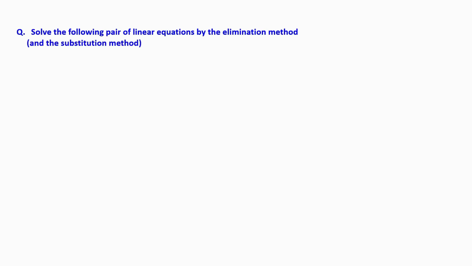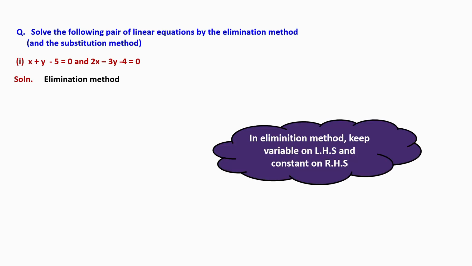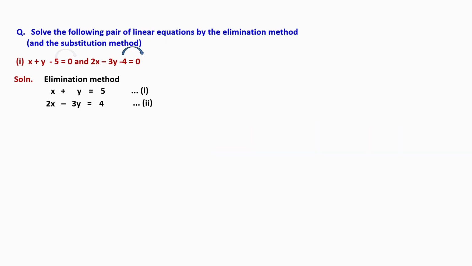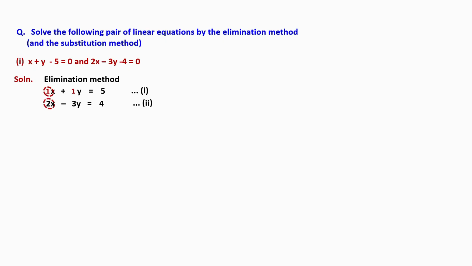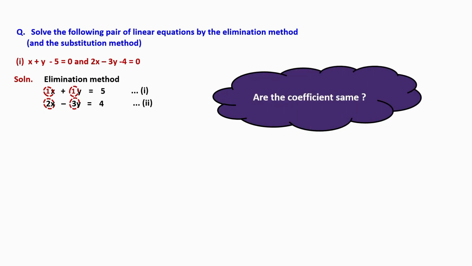Let us solve this question using the elimination method. We are given two equations. First equation, x plus y minus 5 equals 0. Second equation, 2x minus 3y minus 4 equals 0. First, we rearrange the equations by keeping variables on the left-hand side and constants on the right-hand side. So, the first equation becomes x plus y equals 5. And the second equation becomes 2x minus 3y equals 4. Now, let us check the coefficients of the variables. Are the coefficients the same? No.